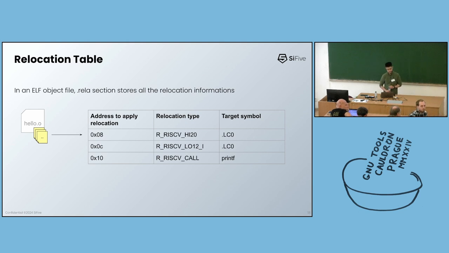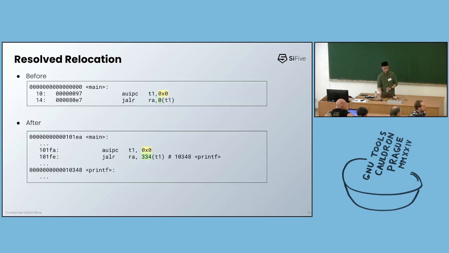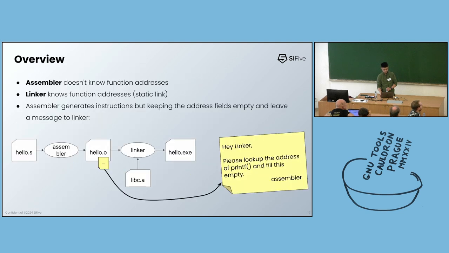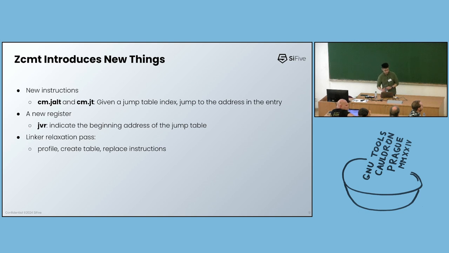Yeah, for the Zcmt, there are two instructions provided. Could you check? For the two instructions, JLT is for when you want to keep your return address, and JT is for the tail call, where you just discard the return address. So there are two provided, for a normal function call and the tail call. Okay, it is not a problem because the tail recursion is already a long jump instruction, which will be converted to cm.jt. So it will work, what you are asking for.